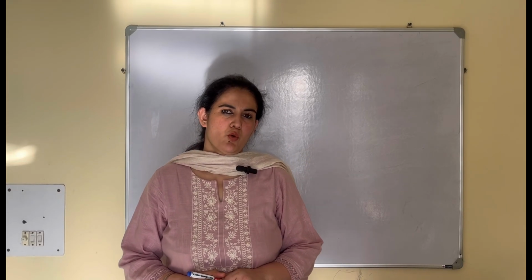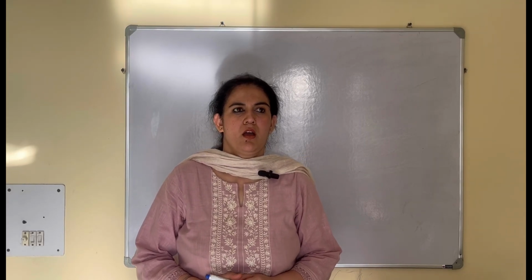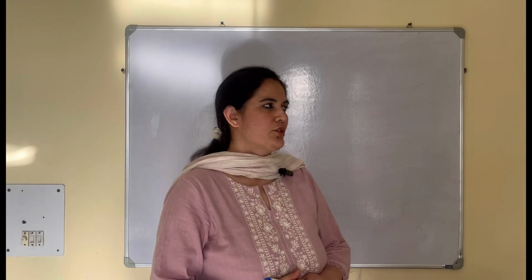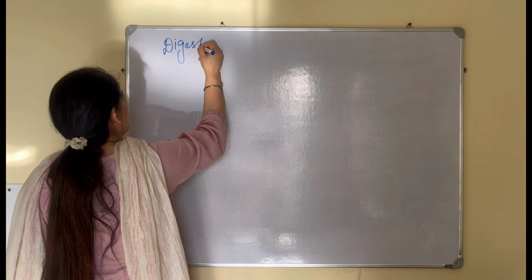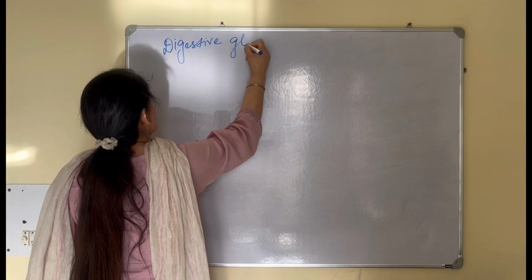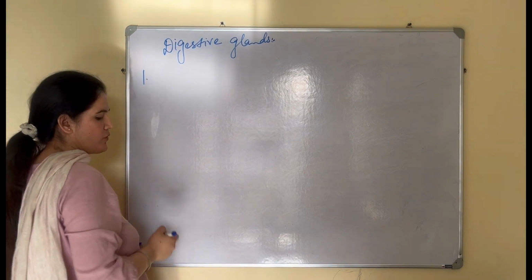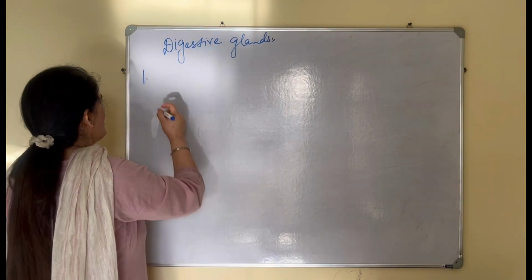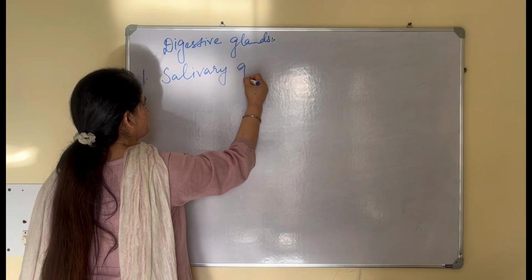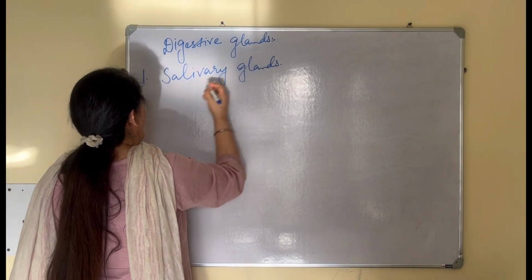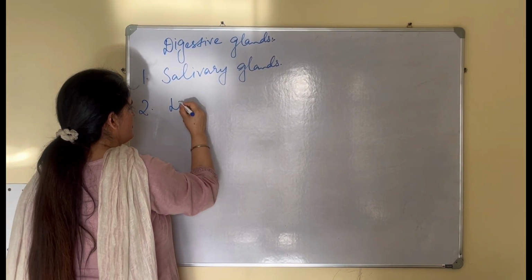Last time, students, we discussed the small and large intestine, and now today's topic will be digestive glands. We have some digestive glands, and we will discuss them one by one. First of all, we have the salivary glands, and second, we have the liver.